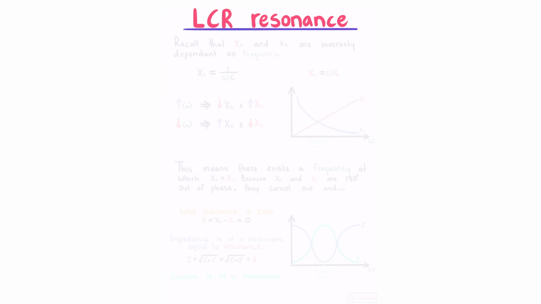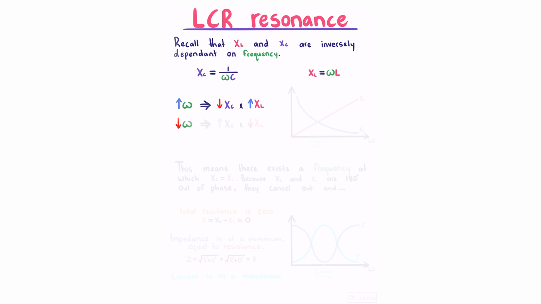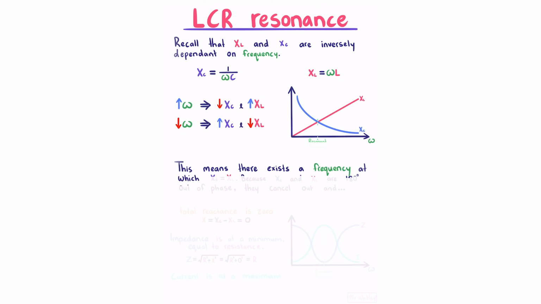LCR resonance. Recall that XL and XC are inversely dependent on frequency, meaning that given our equations here, if we increase our angular frequency, we would see a reduction in our capacitor reactance and an increase in our inductor reactance. If we reduce our angular frequency, we would see the opposite. On a graph of angular frequency, we see that as we increase frequency, we see an increase in our inductor reactance and a decrease in our capacitor reactance. This means there exists a frequency at which our capacitor reactance is equal to our inductor reactance. This frequency is what we call the resonant frequency.